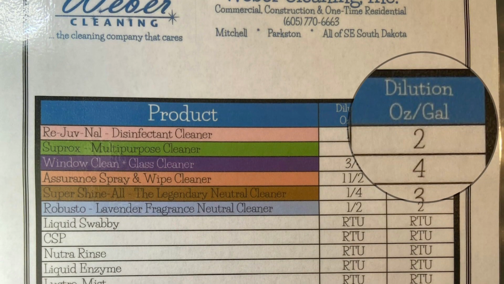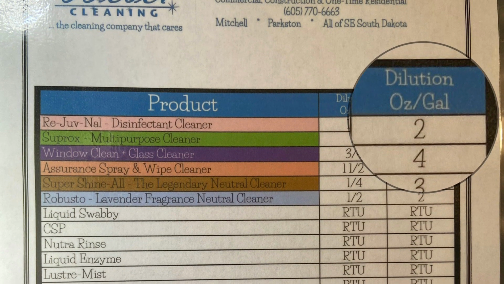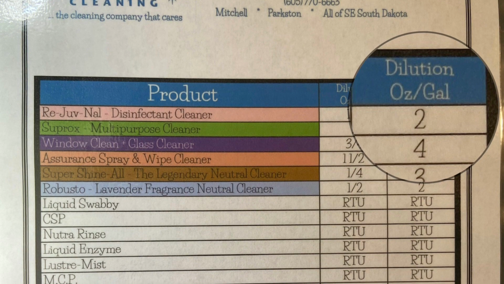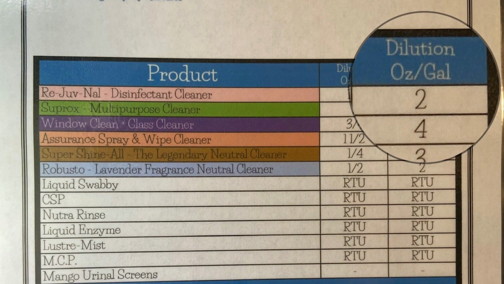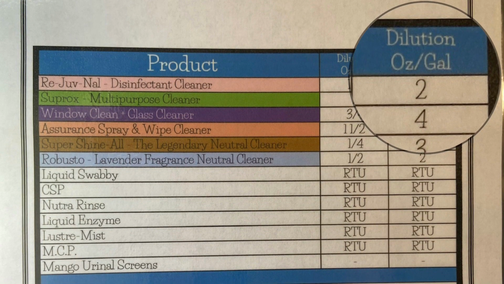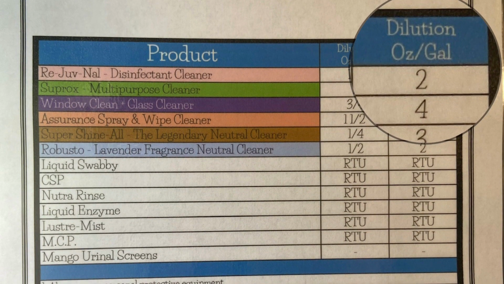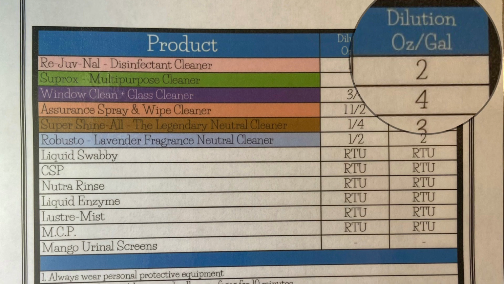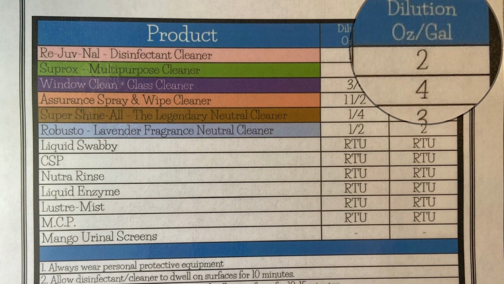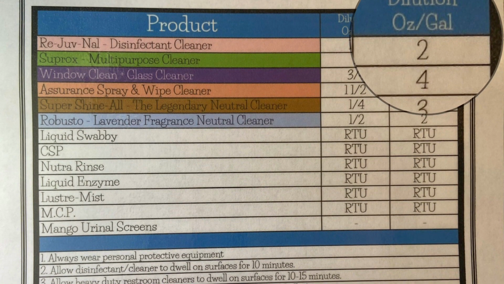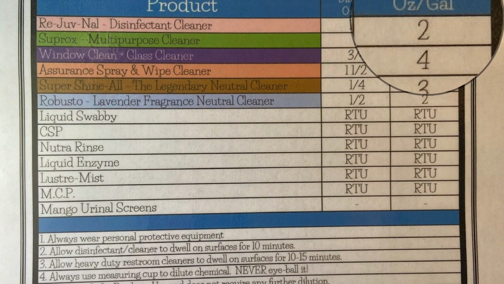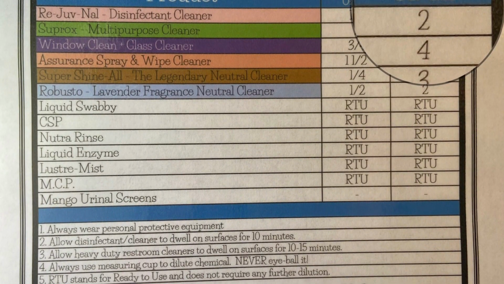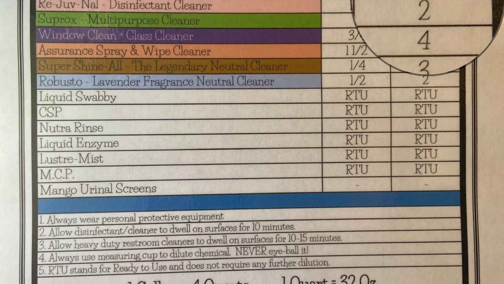The final column in this table gives you the dilution rate per gallon of water. So if you're going to mix up a bucket of Rejuvenol to use in a larger facility, or if you're going to mix up Super Shine-All to place in your floor scrubber, you are going to follow the numbers in this column. For example, you will add 2 ounces of Rejuvenol per gallon of water. This is going to be helpful when you're using it on the larger scale.